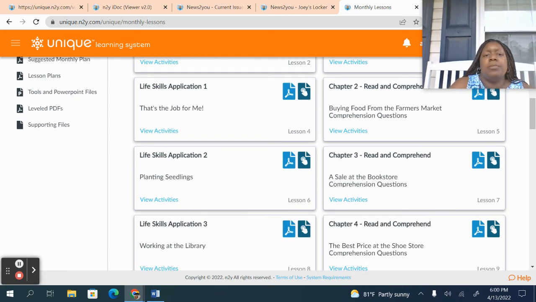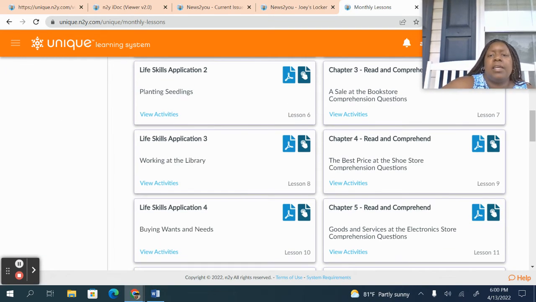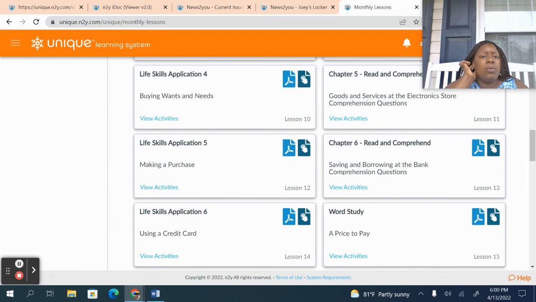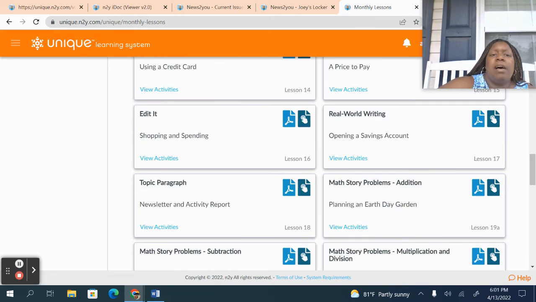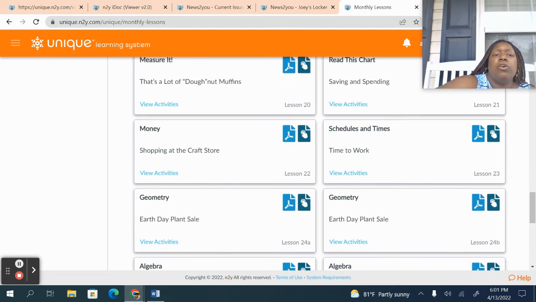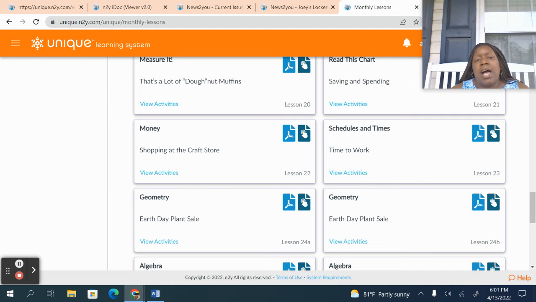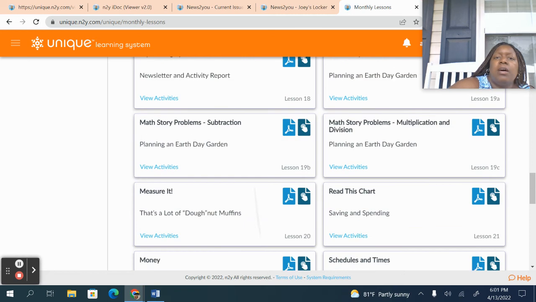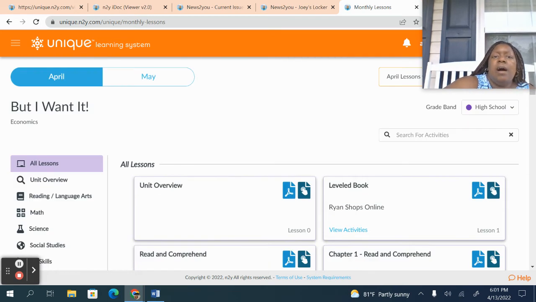So we've got chapter books to read, we've got life skill applications, we've got word study, we're going to have editing and paragraph writing, we even have math. There's addition, subtraction, multiplication, there's measurement, there's reading charts. And if you go further, there's money, there's schedules and times, geometry, algebra. So it really is aligned to all the standards, and that gives you an entire month's worth of lessons. Each month, you'll get a new set of lessons to work with the students, so that there really is no guesswork.